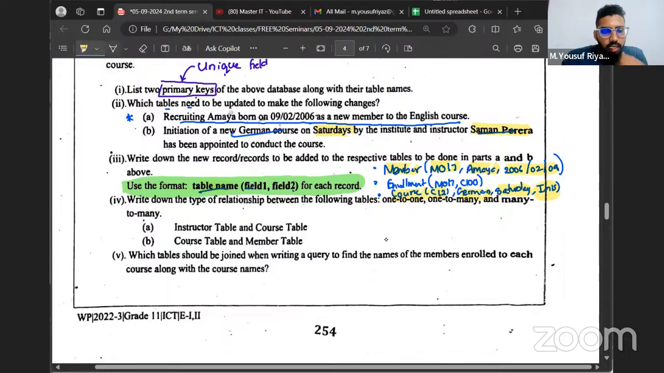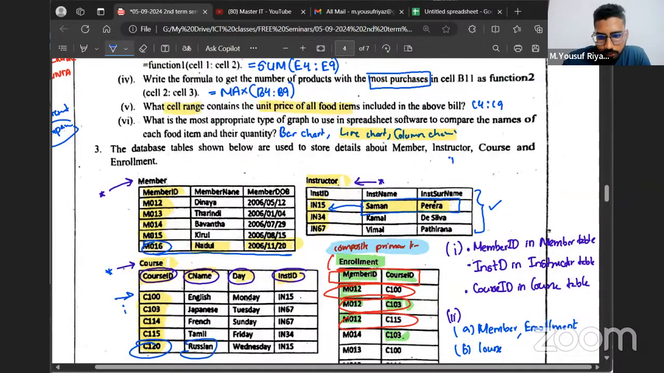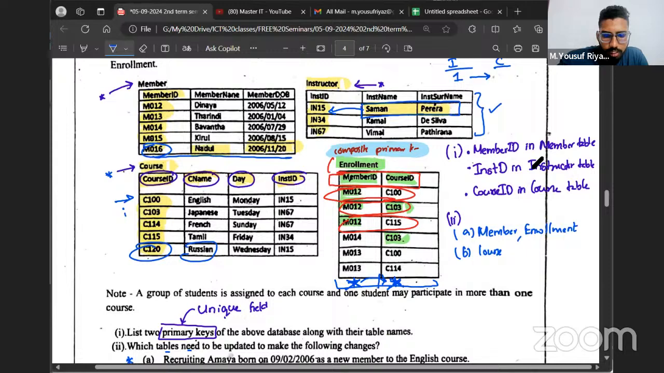Next. Write down the type of relationship between the following tables: one-to-one, one-to-many, and many-to-many. Okay. Instructor table and course table. If I take one instructor, can one instructor teach only one course, or can one instructor teach many courses? What do you think? One or many? Exactly. One instructor can teach many courses.